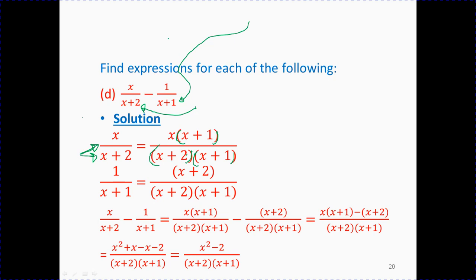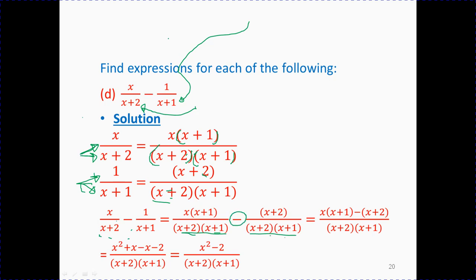The other one, 1 over x plus 1. I'm going to multiply x plus 1 by x plus 2. So multiply by x plus 2 in the denominator and x plus 2 in the numerator. So it becomes x plus 2 over x plus 2 times x plus 1. Now, as you see, I have the same denominator, x plus 2 times x plus 1, and this is subtraction.